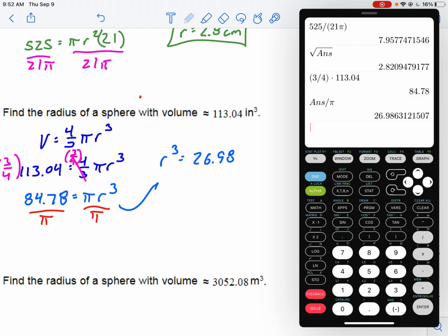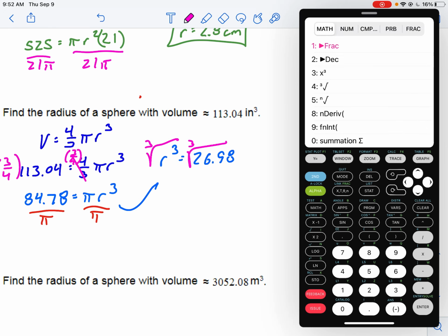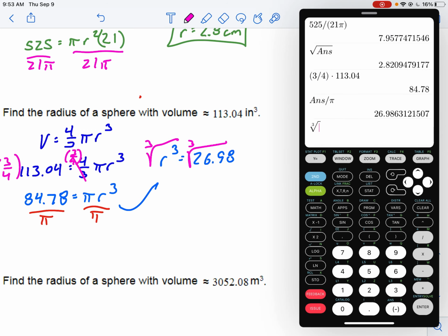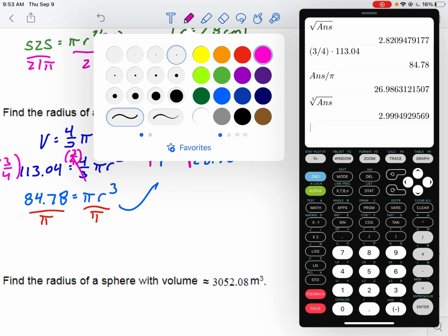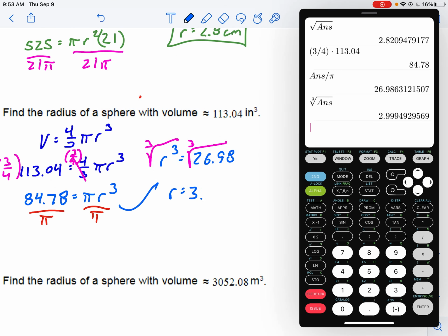Now, to take the cube root, I don't take the square root because this is not squared. I take the cube root, which is located underneath the math button. We know where that is, just below the green button on the left. And it's the fourth option. You'll see the little square root with a 3 on it. So you can either scroll down to it, or you can simply hit the number 4 and the cube root pops up. And I want to take it of my previous answer, and I get 2.99, which I guess I would round to 3.